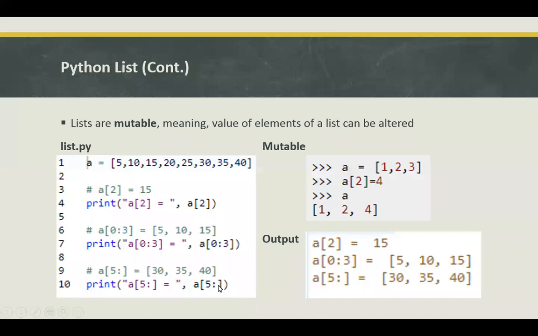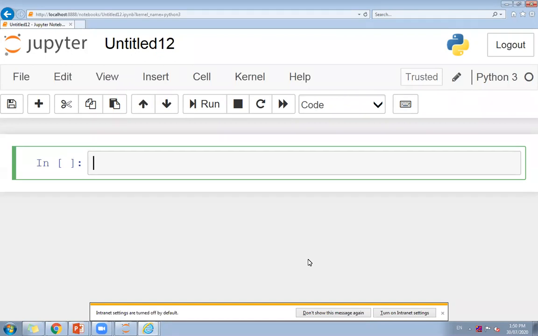And suppose you want to extract values from index 5 onward, so it will start from 0, 1, 2, 3, 4, 5, and from this point to the last, it will be printed. So the output is 30, 35, and 40. The same thing we could see in the program.